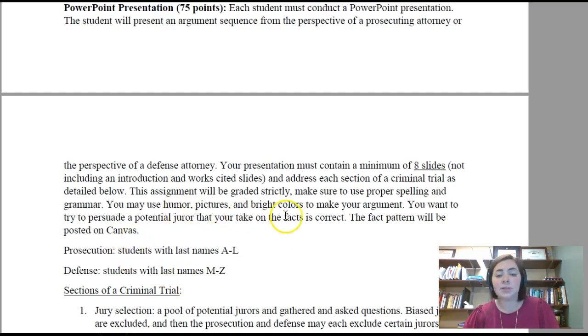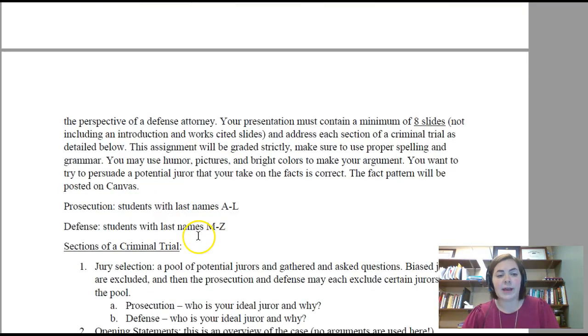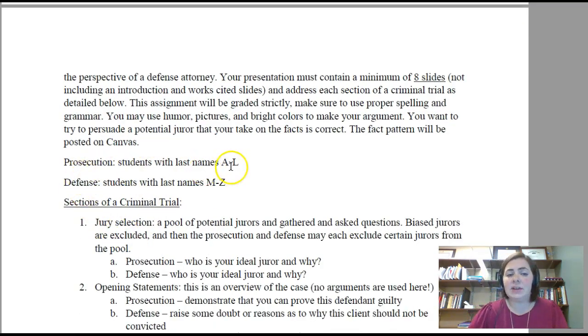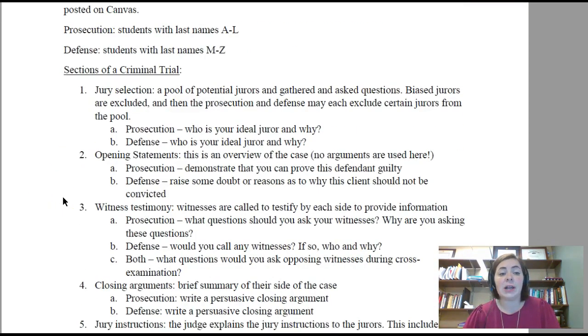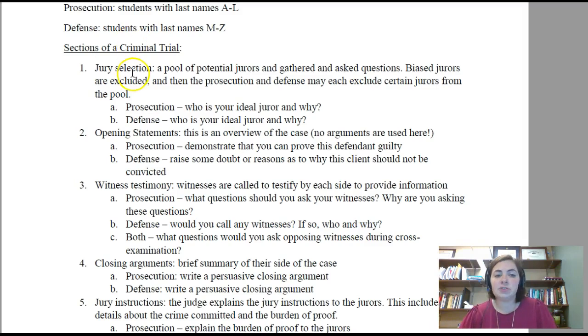You can use humor, pictures, colors. And your goal is to persuade a juror to take your side. If your last name is A through L, you're the prosecution. If your last name is M through Z, you're a defense attorney. In the sections of this criminal trial, look at the jury selection, and you have a question for each one. So your slide should focus on answering this question.